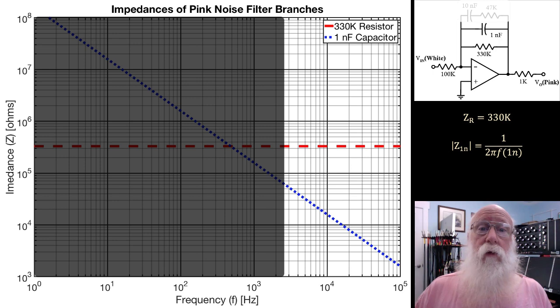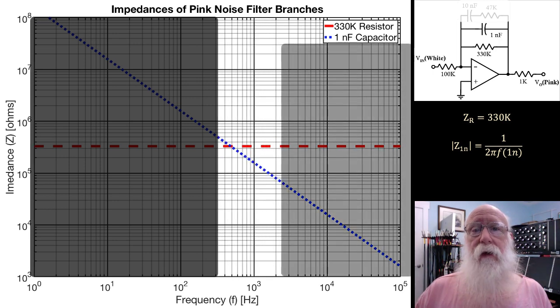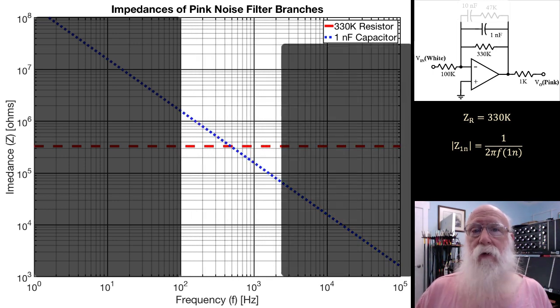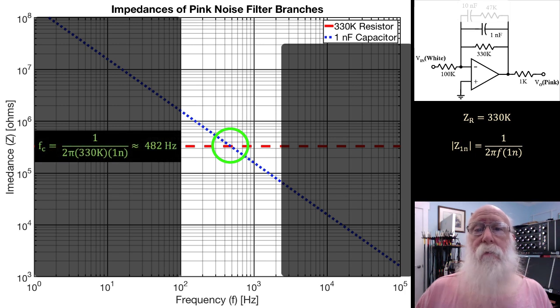In between, near where the two impedance lines intersect, is your transitional region where it's transitioning from a flat response to a minus 20 dB per decade response. At the point where they cross, where the magnitude of the impedances is equal, that's your corner frequency. If you calculate this out, you get about 482 Hertz for the corner frequency. If you look at the graph, that indeed is where they cross, although you can't read the graph quite that accurately.